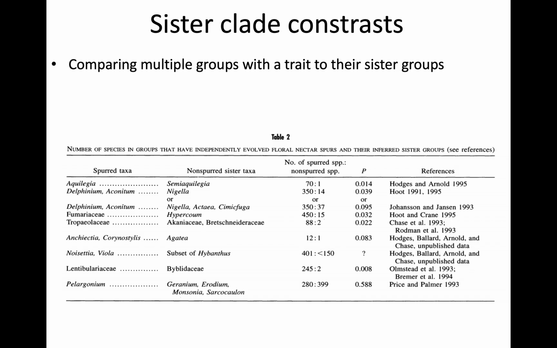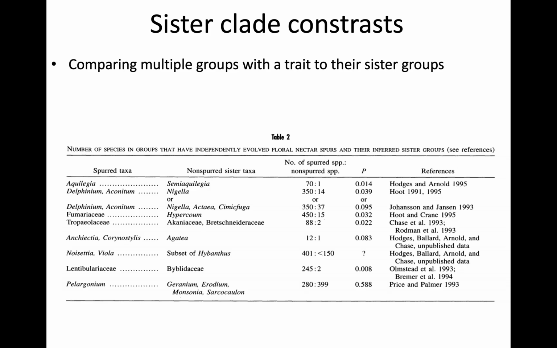Now then, if you were to go across the entire tree of flowering plants and you go and look for sisters where one sister is spurred and the other is non-spurred, then we come to find out that more often than not the spurred clade is bigger. We can see that in the third column from the left. We can see the ratio. For example, the first row there shows that the number of spurred species in Aquilegia is 70, and then semi-Aquilegia has only one species. So that is obviously kind of a notable difference in size.